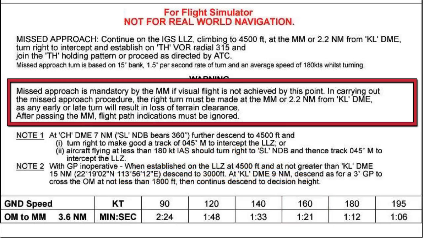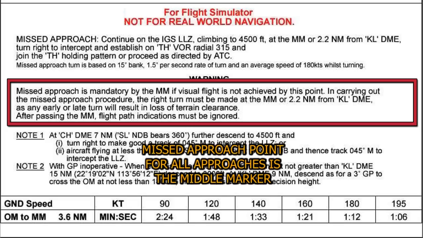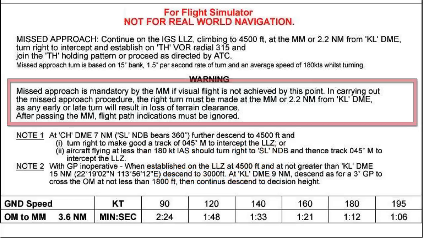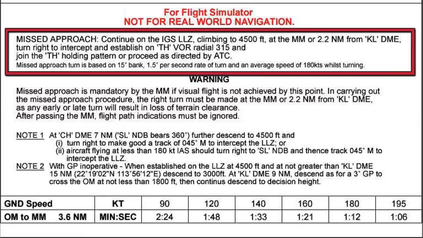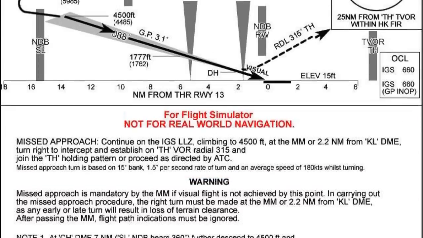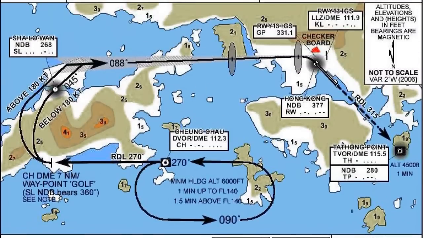The last thing we need to remember about the ILS-13 approach is that our missed approach point is the middle marker. If we're over the middle marker and at our decision height of 660 feet and we don't have the runway or the runway lights in sight, we need to do a missed approach. The missed approach for Kai Tak is very simple. We'll climb to 4,500, intercept a heading of 135 to the Tathong VOR, and we'll hold over the Tathong VOR.